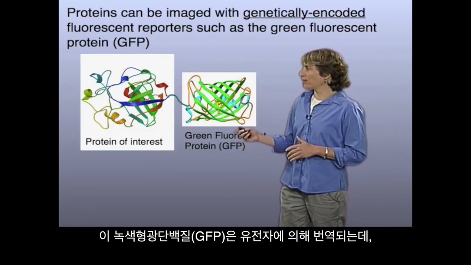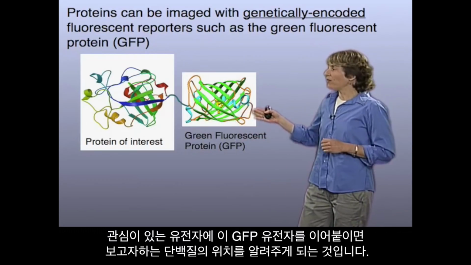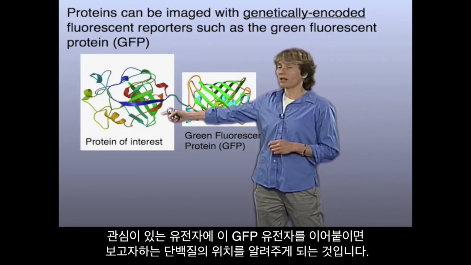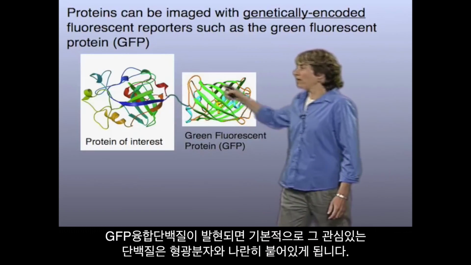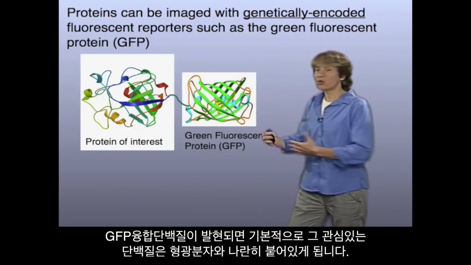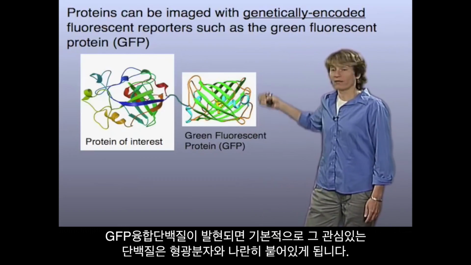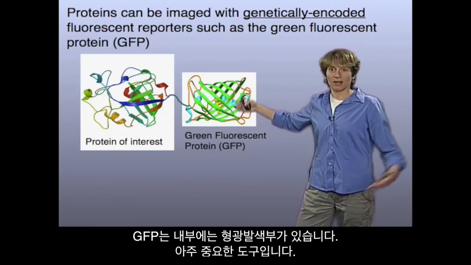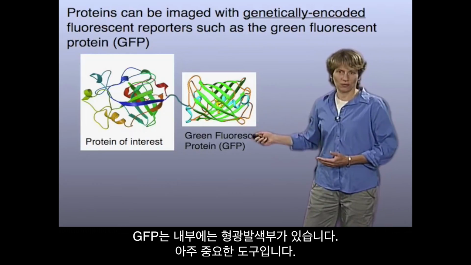The green fluorescent protein, because it's a protein, is encoded by a gene. And it turns out that one can fuse the gene that encodes GFP to the gene that encodes the protein you're interested in imaging. And now when the GFP protein fusion is expressed, basically your protein of interest is labeled with a fluorescent molecule. The GFP has a chromophore inside that is fluorescent. And this is such an important tool.